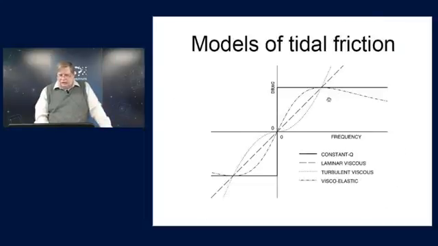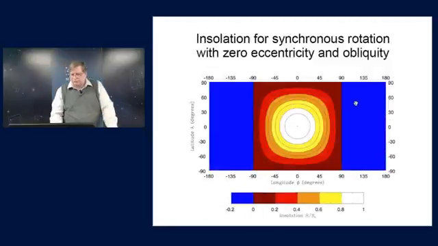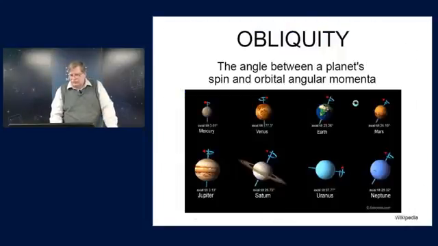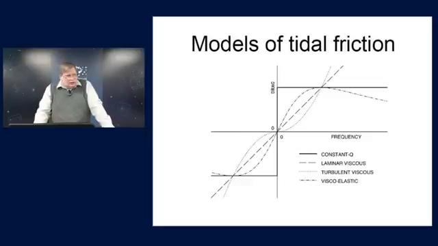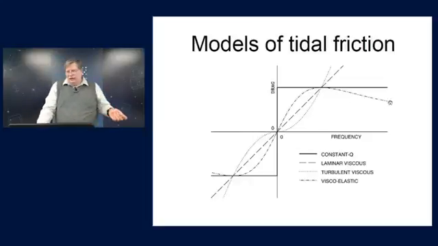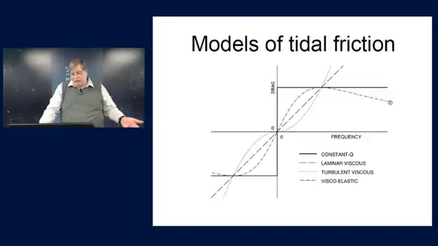But a more realistic model may be this dot dash curve, which is a Maxwell or viscoelastic model. This applies to a substance like tar or silly putty or a lot of other things. For short time periods, they behave elastically, but over a long time scale, they flow like a liquid.